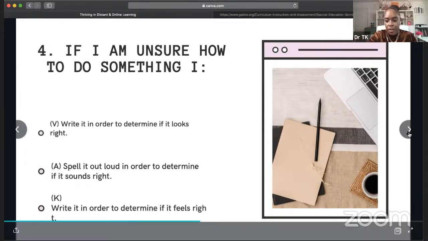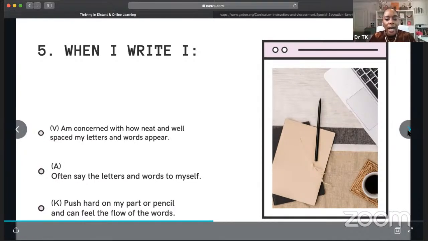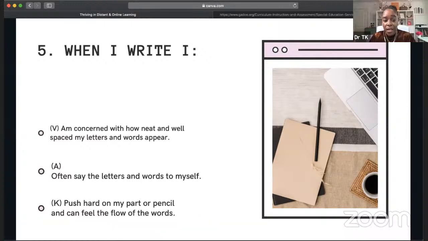Okay. Number 5, when I write, I, V, am concerned with how neat and well spaced my letters and words appear. So when you write, you're focused on just how neat the paper looks. That's all you're focused on. Okay. A is, I often say the letters and words to myself.